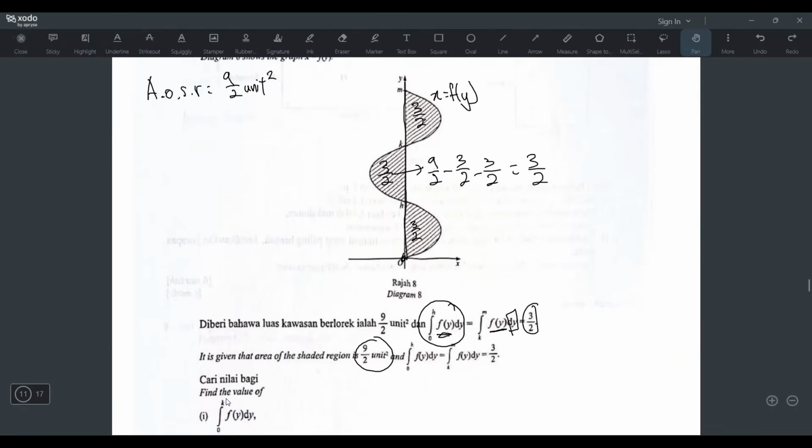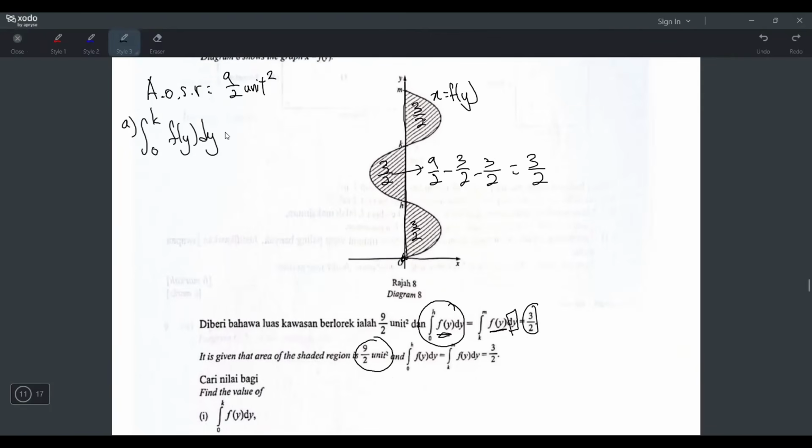Integrate from 0 to k of f(y) dy. I want to find the integration. So how to do it? Let's find out where the region is first. The region will be from 0 to k, in between the curve and the y-axis, 0 to k. So it's talking about this and this, right?